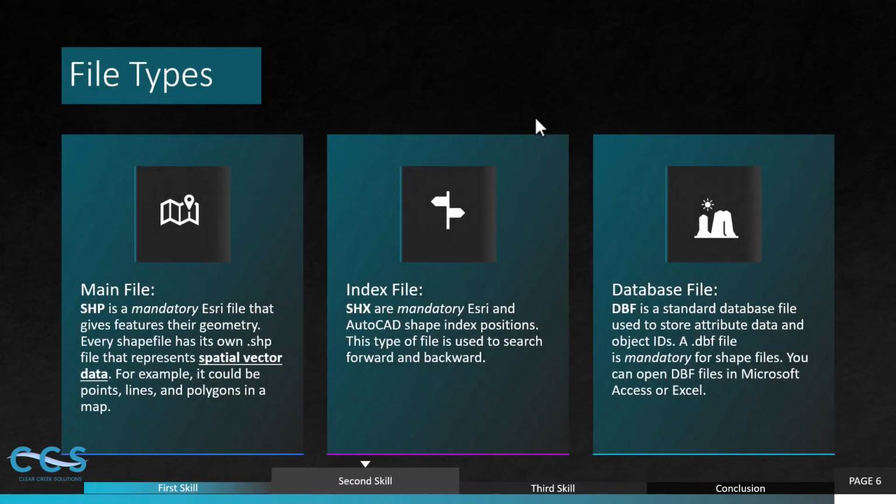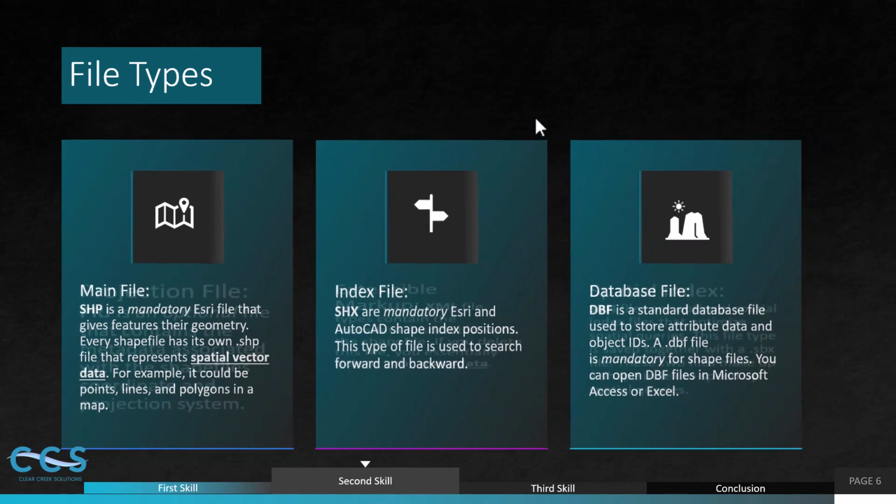The main file, the SHP or shape file, is a mandatory Esri file that gives features their geometry. Every shape file has its own .shp file that represents spatial vector data, for example points, lines, and polygons in the map. The index file, or SHX, is a mandatory Esri and AutoCAD shape index position file. This type of file is used to search forward and backward. The database file is a standard database file used to store attribute data and object IDs. A database file is mandatory for shape files, and you can also open it in Microsoft Access or Excel.